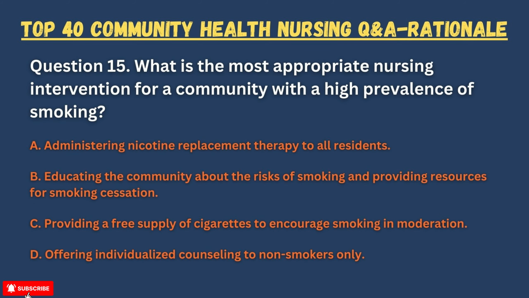Question 15. What is the most appropriate nursing intervention for a community with a high prevalence of smoking? A. Administering nicotine replacement therapy to all residents. B. Educating the community about the risks of smoking and providing resources for smoking cessation. C. Providing a free supply of cigarettes to encourage smoking in moderation. D. Offering individualized counseling to non-smokers only.